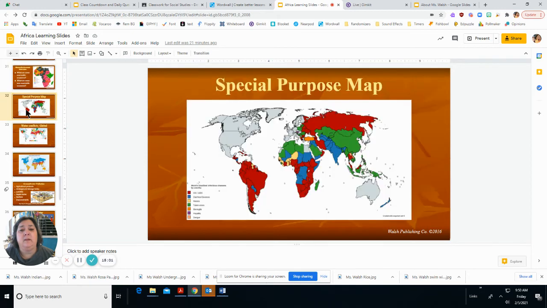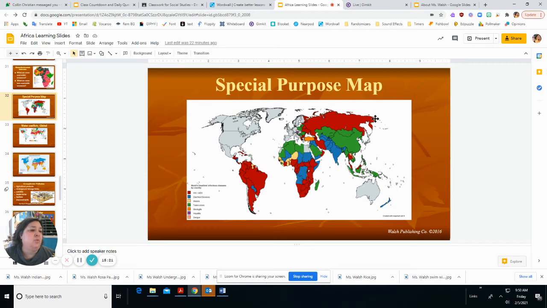Special purpose map. This is just taking a look at infectious diseases. So when you don't have doctors and medicine, or you don't have clean water, that's the major cause of disease in the entire world, is the access to clean water is not there. Then you have all sorts of diseases that you have.